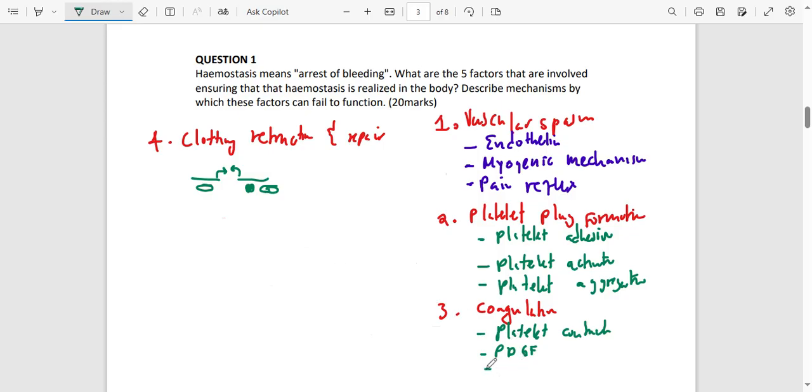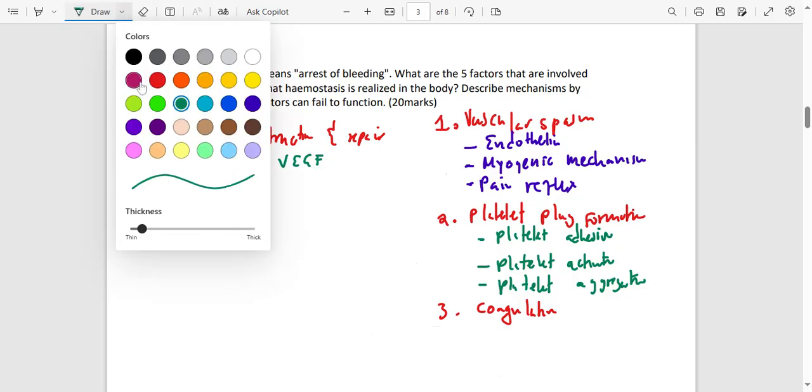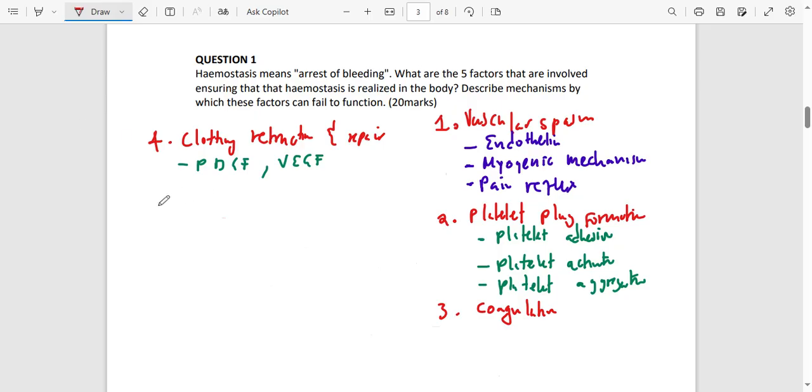There's another thing that is going to be released besides the platelet-derived growth factor. Another thing that is being released is known as vascular endothelial growth factor. So what this guy is doing is that because there's a break in the endothelium, he's just coming to fix that destroyed endothelium. And then the last step is now going to be what is known as fibrinolysis.